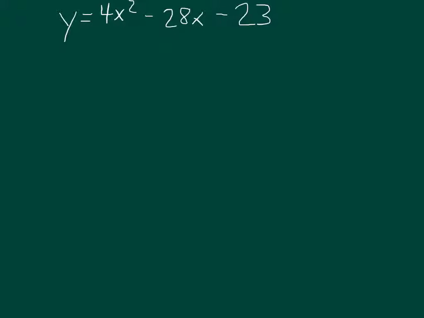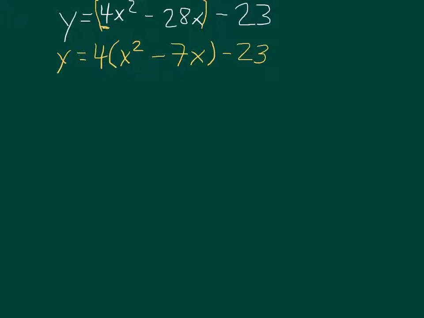Here's a more challenging example on completing the square. Just like the last question, we have to make sure that we group together our first two terms that contain the x. Then we want to factor out that coefficient in front of the x squared. So we're going to factor out a 4. When we factor out the 4, we're left with 4 and then bracket x squared minus 28 divided by 4 is 7, so 7x, and then that minus 23 constant still kicking around.